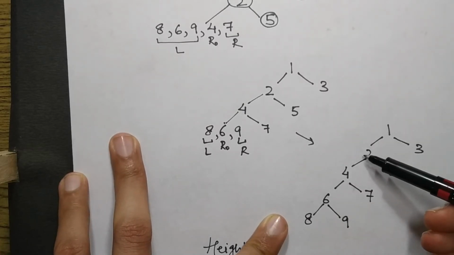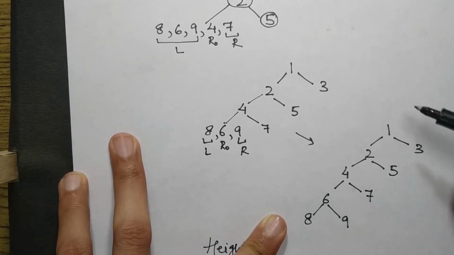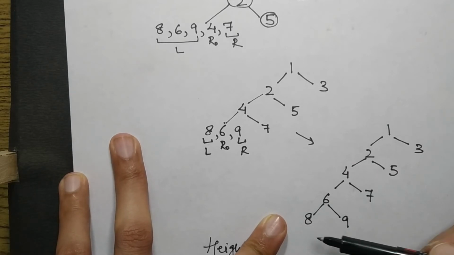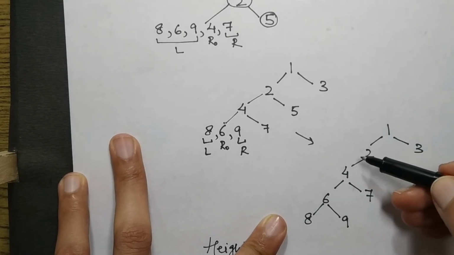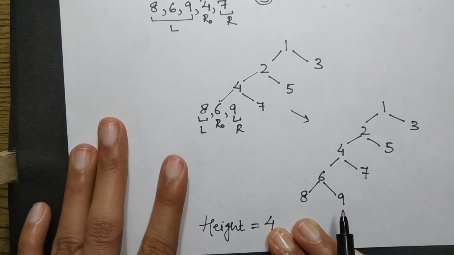It is 1, 2, 3, 4. We just count the edges from the root to the last level's leaf. If you count the edges, you get 1, 2, 3 and 4. So the height of the tree is 4. So that's all for this question.